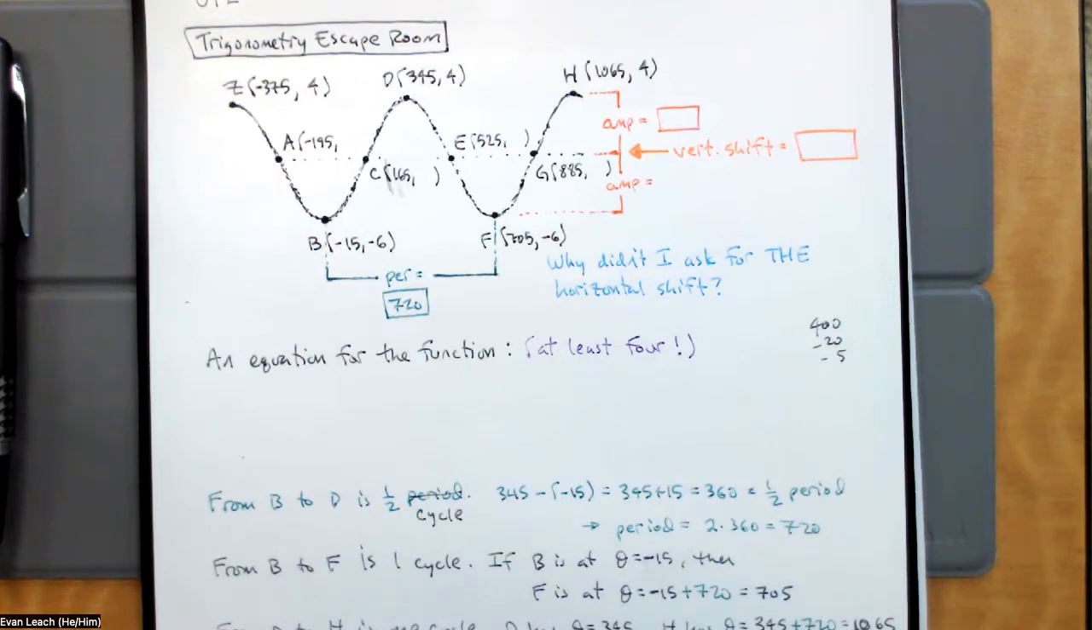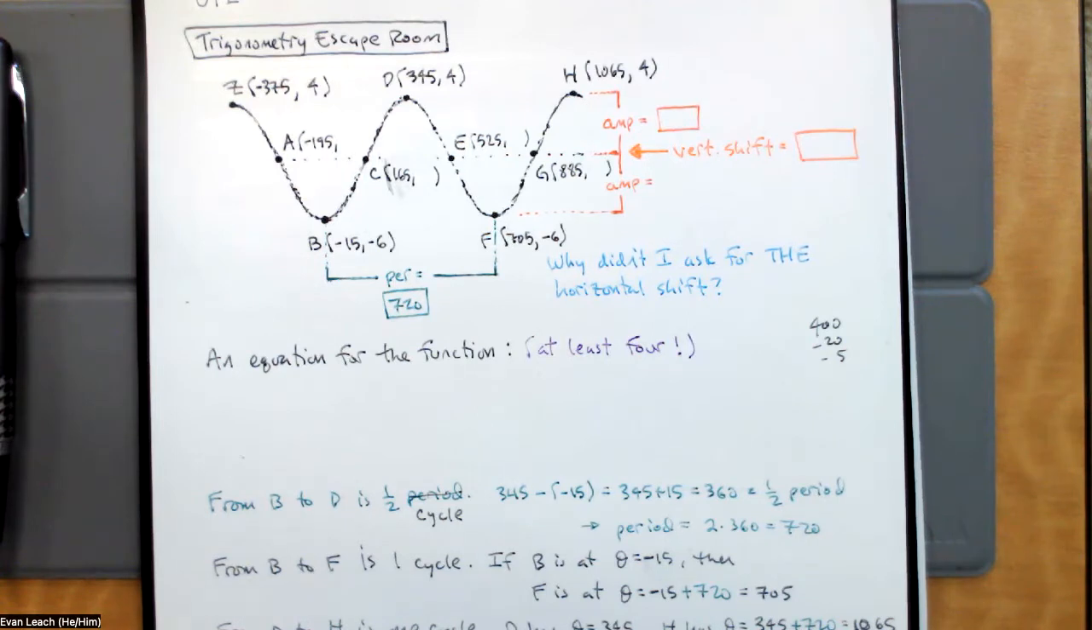How can we use this to find the middle? Or how can we use this to find the amplitude? Find the difference. So from the top to the bottom, how far is that? From 4 all the way down to -6. That's going to be 10. And so what's the amplitude going to be? 5. Awesome.